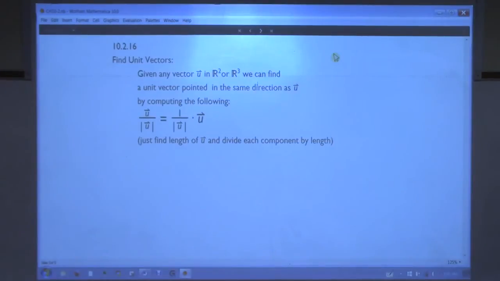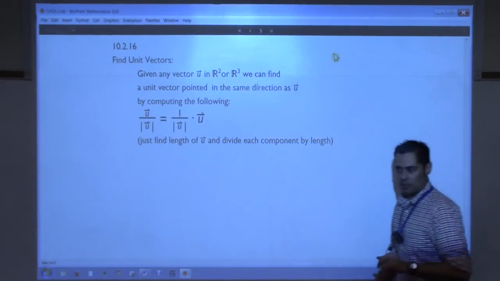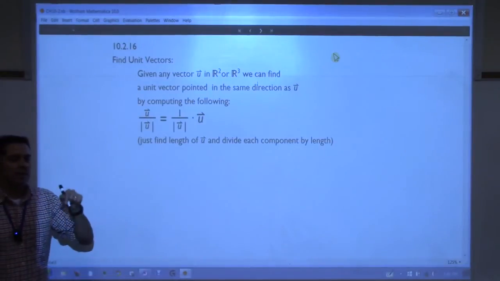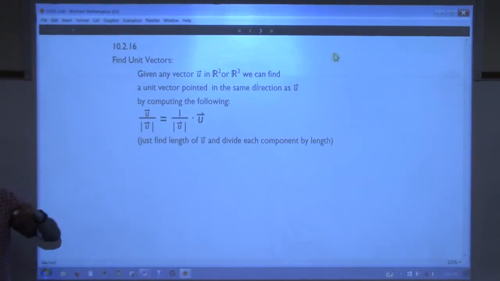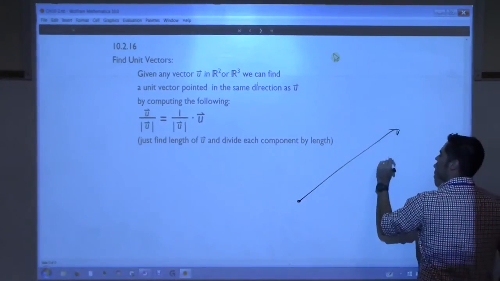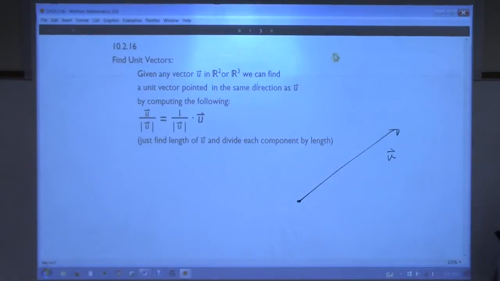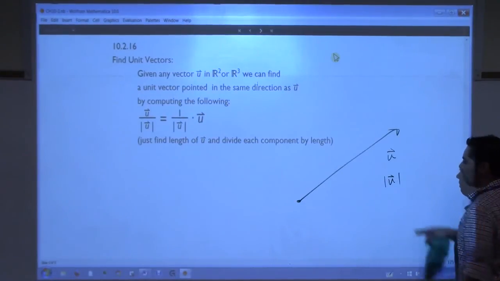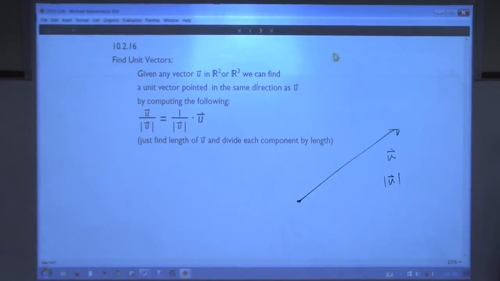The question is, if somebody gives you a vector, how can you find a vector that's pointed in the same direction as that vector but has a length of 1? So think about this vector. Let's say I give you this vector. Here it is. I call it u. There it is. All right? How long is u right now? You don't know, right? So I could just call it the length of u. That's how long u is, right?